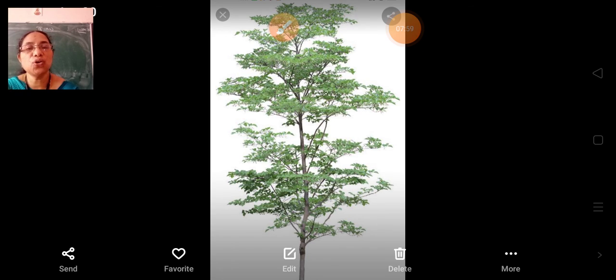Students, understood, no? How do plants grow from seeds? Read the chapter nicely and learn it.